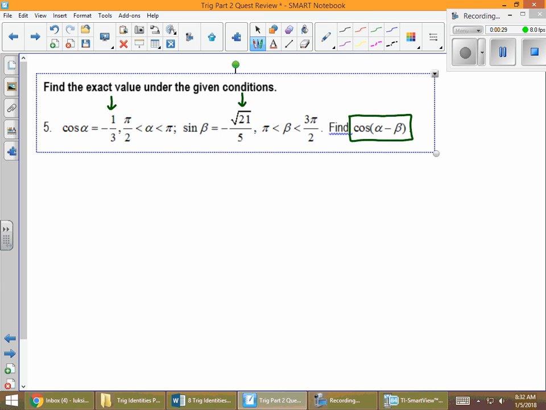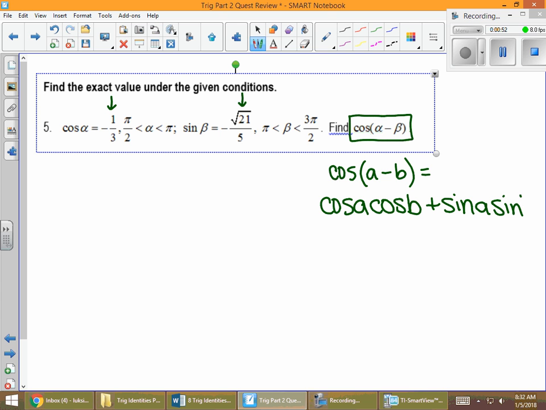Before I draw those triangles, I'm going to figure out what I need to plug into this formula, that way I don't do more work than I need to. I'm just going to write it as A minus B instead of alpha minus beta. I need cosine of A times cosine of B plus sine of A, sine of B, just from our equation sheet. That's how that equation works.